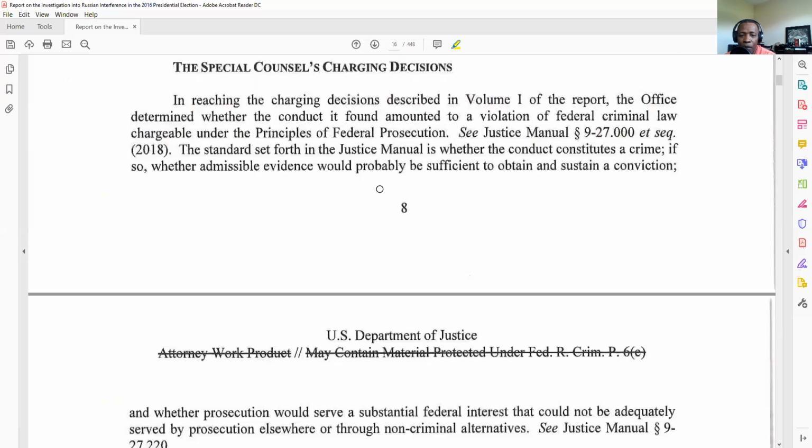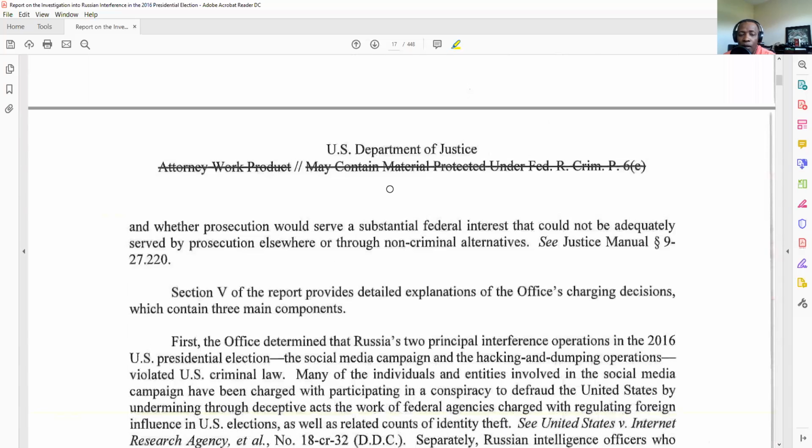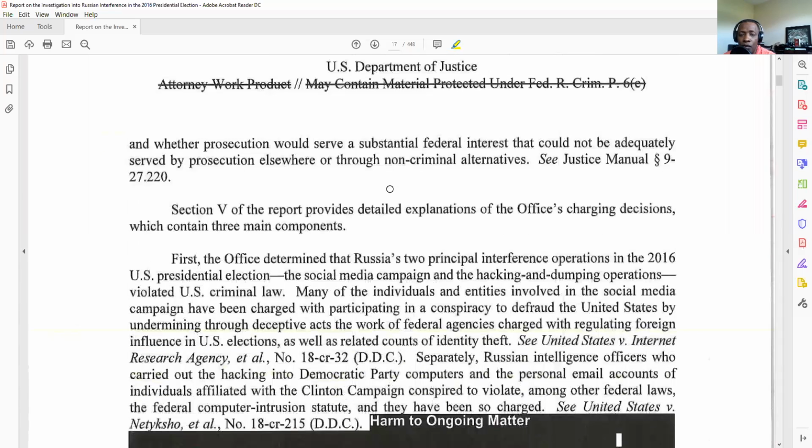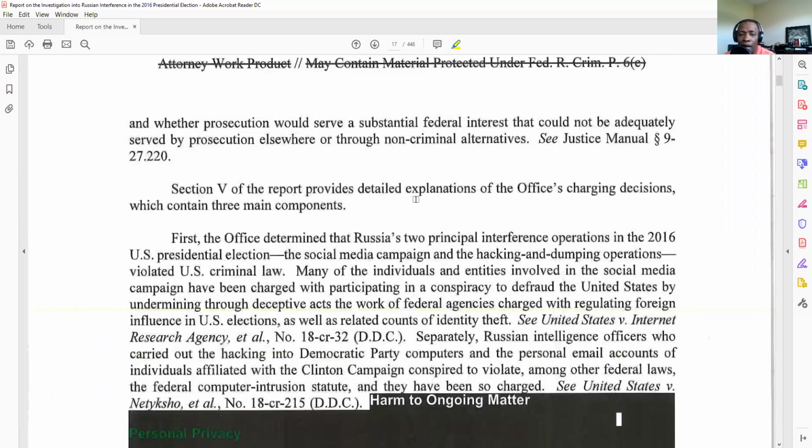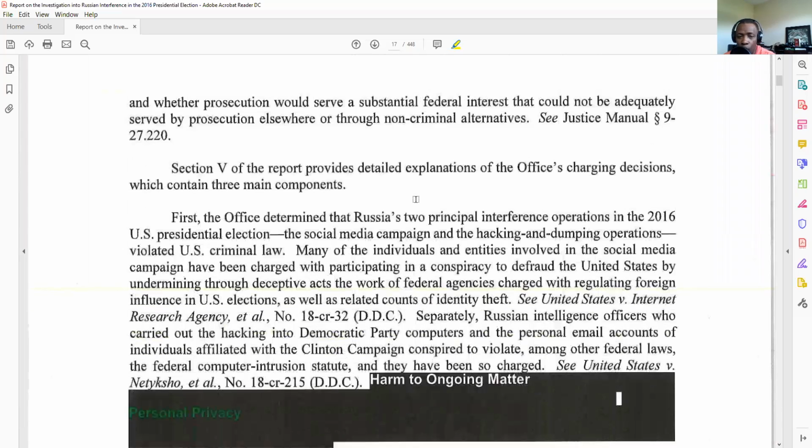If so, whether admissible evidence will probably be sufficient to obtain and sustain a conviction, and whether the prosecution would serve a substantial federal interest that could not be adequately served by prosecution elsewhere or through non-criminal alternatives. See Justice Manual Section 9-27.220. Section 5 of the report provides a detailed explanation of the office's charging decisions, which contain three main components.